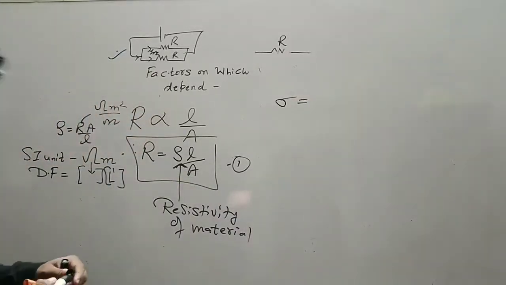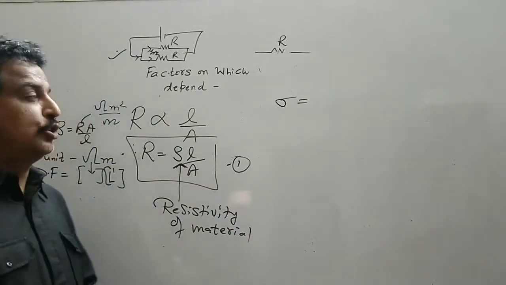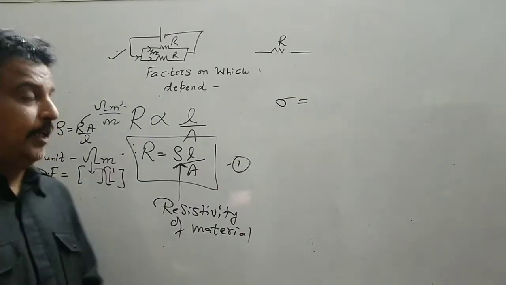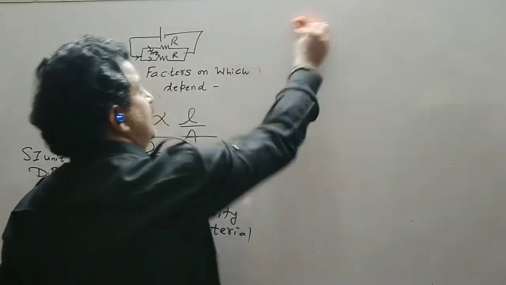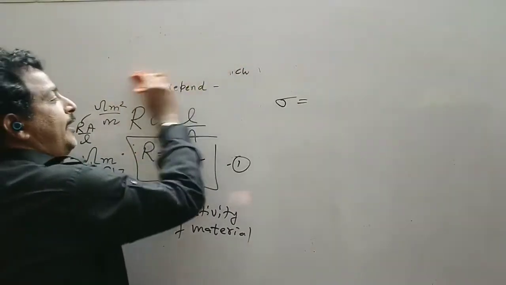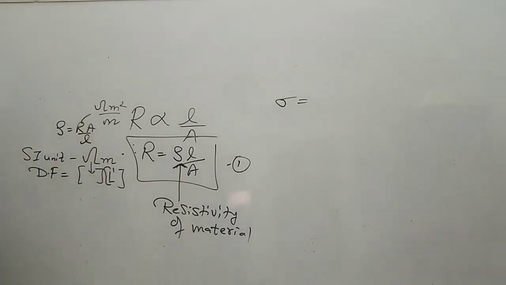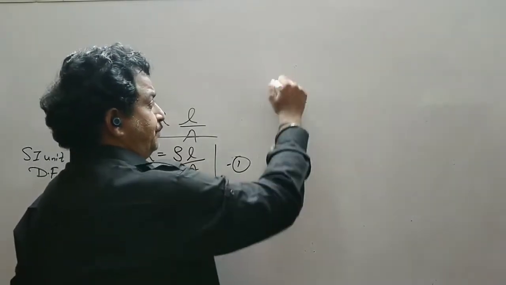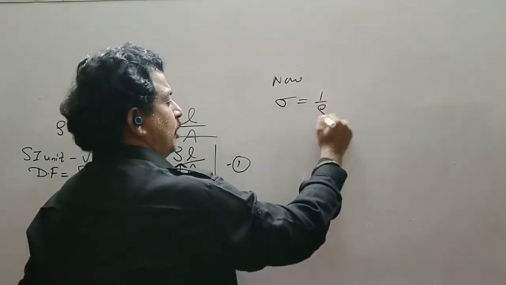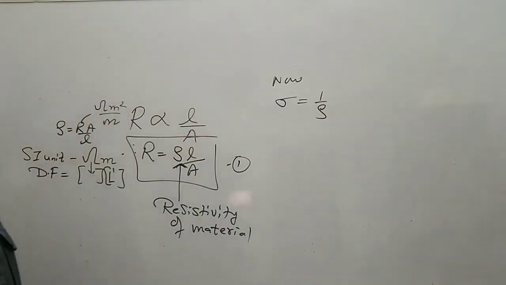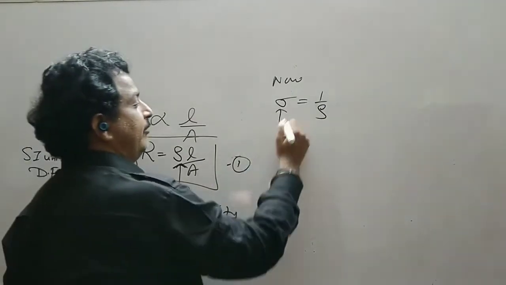Now the sigma was also a surface charge density. So in electrostatics, sigma stands for the surface charge density. In current electricity, it stands for conductivity. Rho there stands for volume charge density. So we have the same symbol, the name is changed in this branch. So sigma is the reciprocal of the resistivity. The reciprocal of the resistivity is called conductivity.